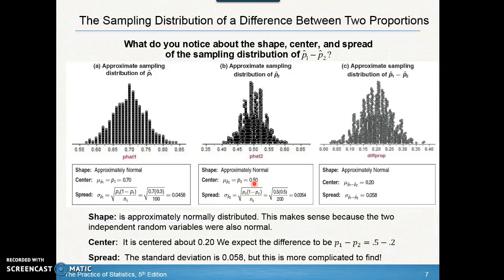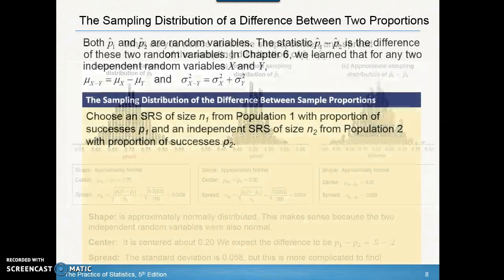Now let's take a look at the spread. The spreads here are 0.0458 and 0.0354. When I subtract those 2, I definitely don't get 0.058. The spread is a little bit different. Hopefully you remember from previous sections, when we combine random variables, how do I find the new standard deviation or the new variance from the combination of 2 random variables?